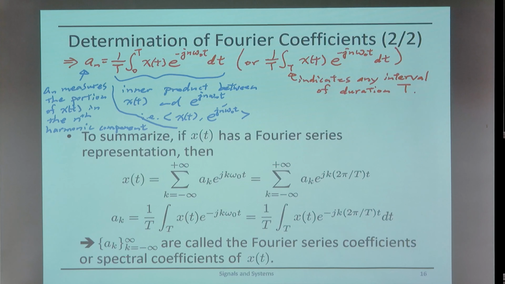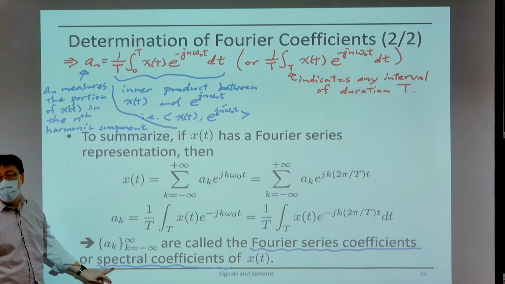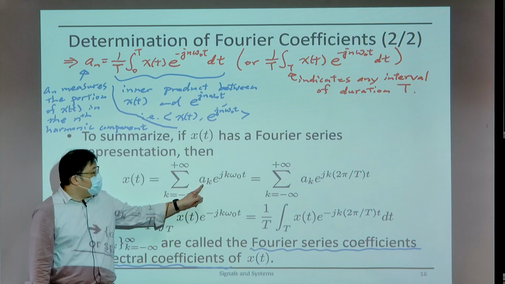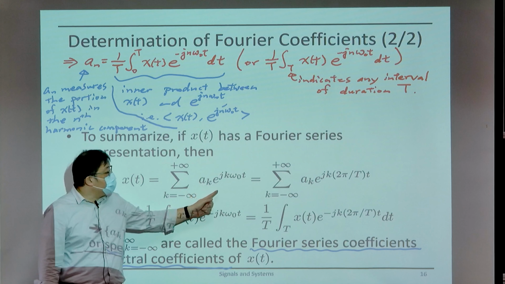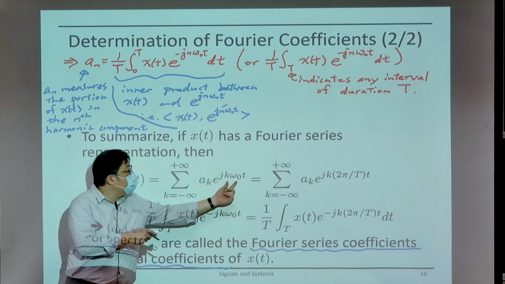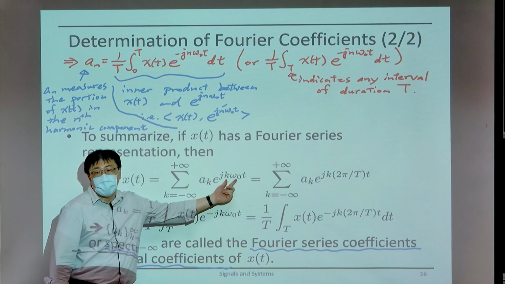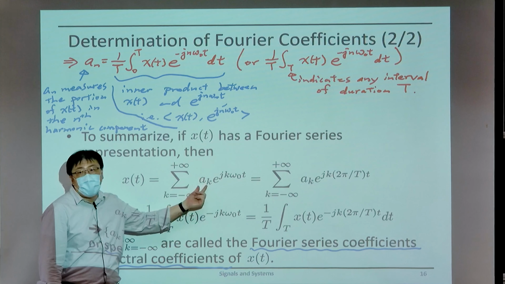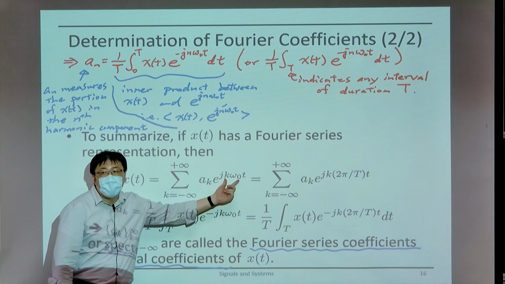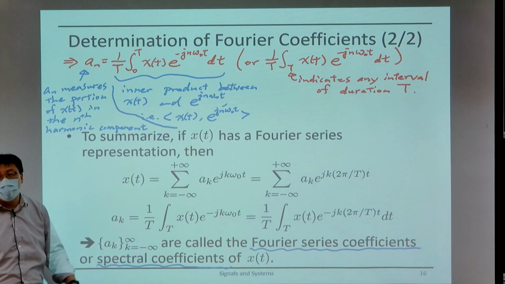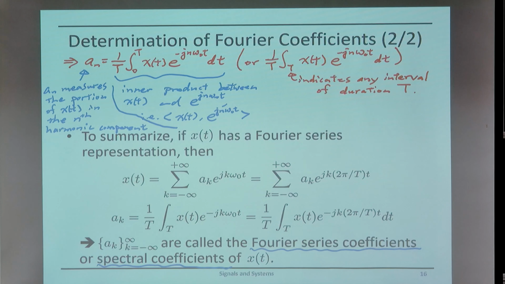So these a_k, as we mentioned, are called the Fourier series coefficients, or sometimes the spectral coefficients of x of t. The reason you may call them spectral coefficients is because a_k is the coefficient corresponding to the spectral component at frequency k omega naught. So it specifies how much of the frequency component k omega naught is contained in the signal x of t. Okay, any questions up to this point? If not, let's look at an example.